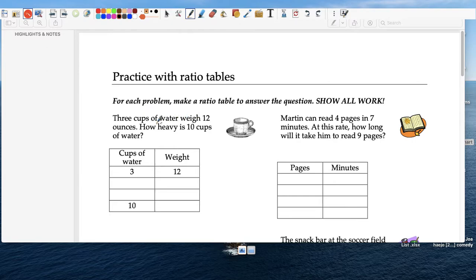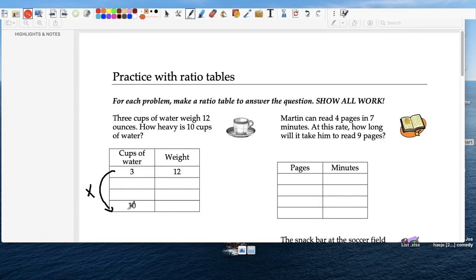So here, the first one, we did it in class, but I'm going to do it again. 3 cups of water weigh 12 ounces. 3 vasos pesa 12 onzas. How heavy is 10 cups of water? So here is a table. It's already done for you. Ya está hecho. So from 3 to 10, no hay nada multiplicado por 3 en esta realidad.